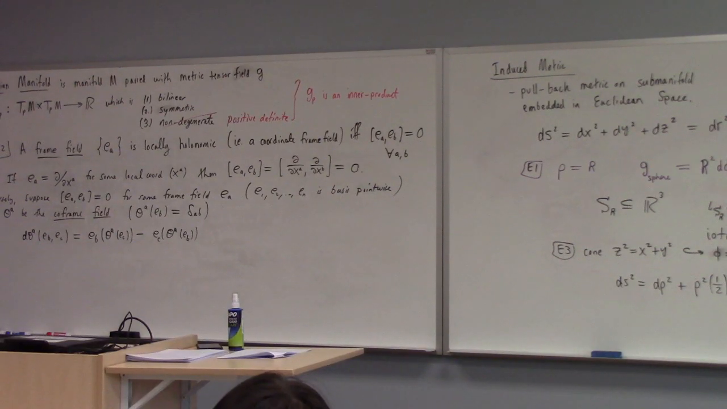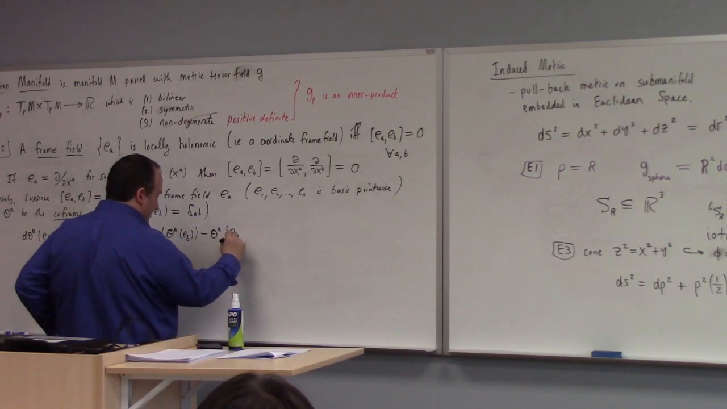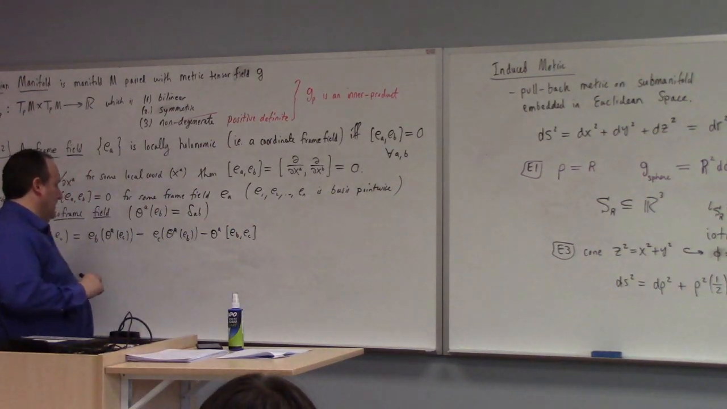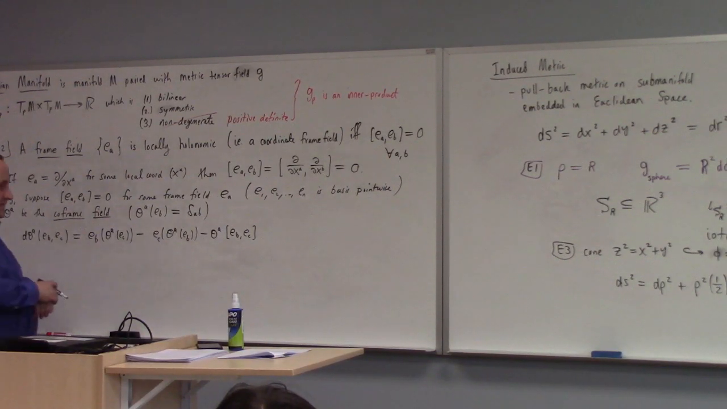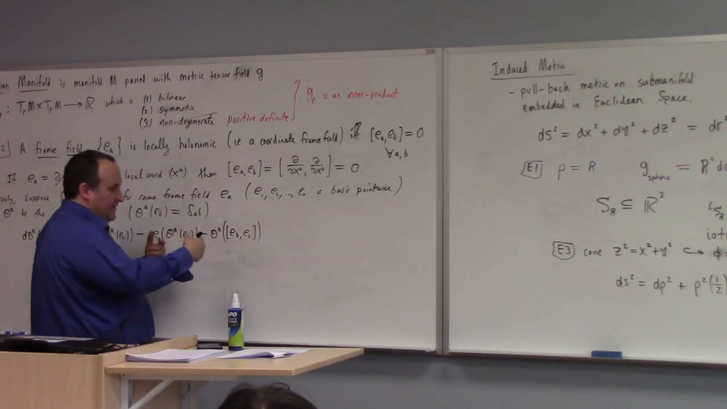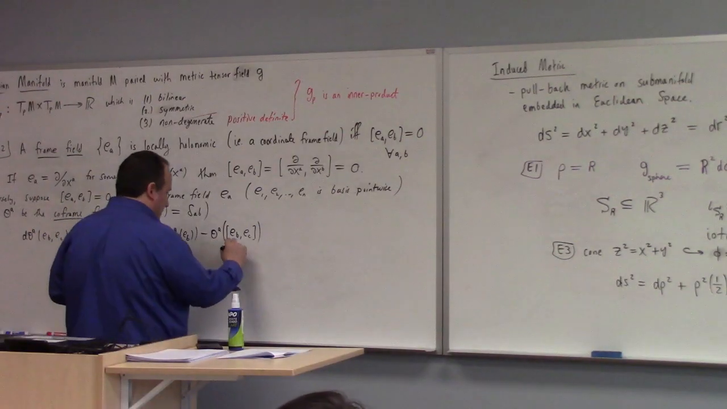So we have E_B of θ^A of E_C, minus E_C of θ^A of E_B. And then there's one other term: minus θ^A acting on the commutator. So what is this exactly equal to? The last term is 0. Very good. And of course, θ^A is, by assumption, a coframe. It's a covector, so it sends 0 to 0. It's linear. So this is 0.